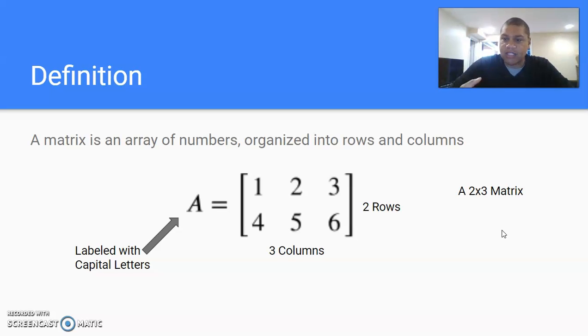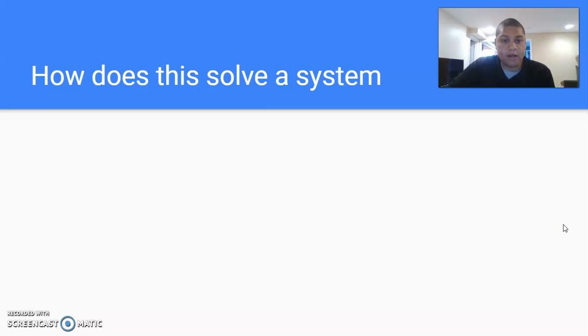Okay, that's what a matrix is. Those are the nuts and bolts of it: label it with a capital letter, how many rows, how many columns. Those are the big things we need to deal with. Now with that all in mind, how do we actually use this to solve a system?